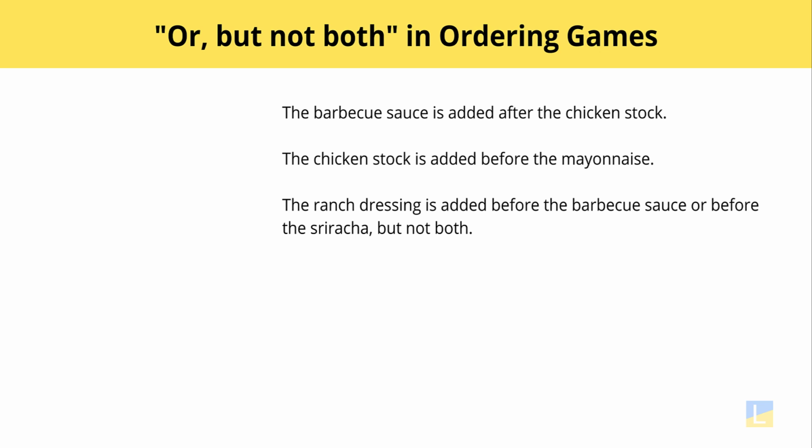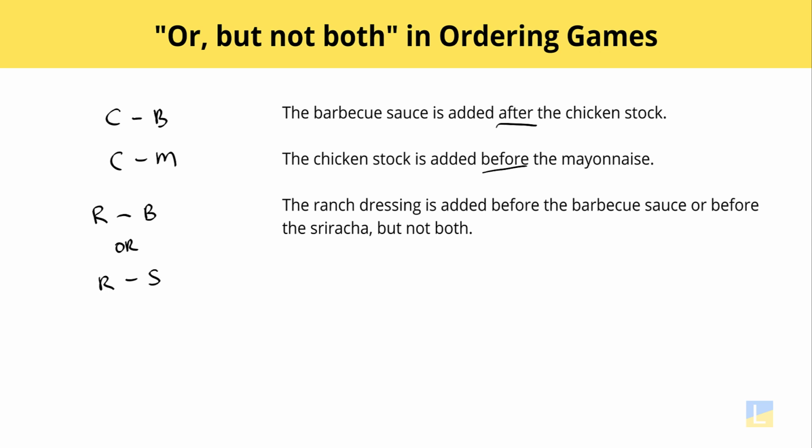So the first rule is going to be barbecue is added after the chicken stock, so C before barbecue. The second rule is going to be chicken stock is added before the mayonnaise, so C before mayonnaise. And then the third rule is the one we had before, ranch is before barbecue or before sriracha, but not both.